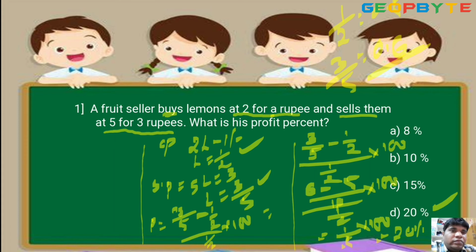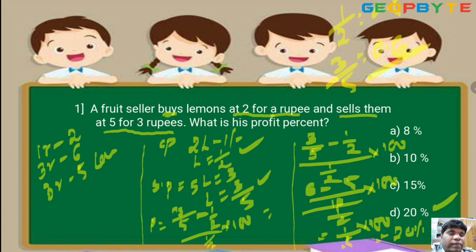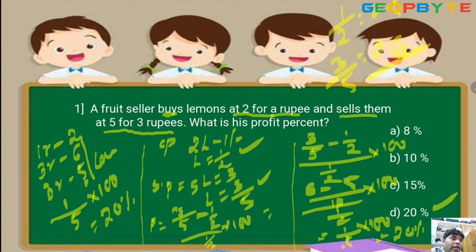Another method. For 1 rupee, 2 lemons. Suppose 3 rupees, 6 lemons. But here 3 rupees, 5 lemons he sold. So 1 lemon is profit. So how many sold? 5. 1 by 5 into 100. So 20% profit. This is one method. Okay, children.